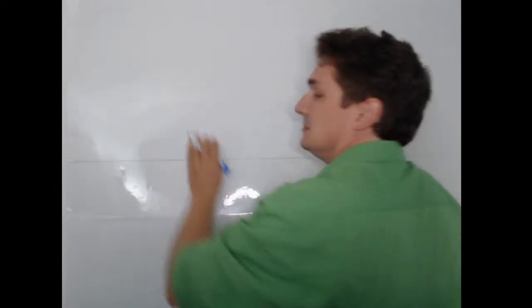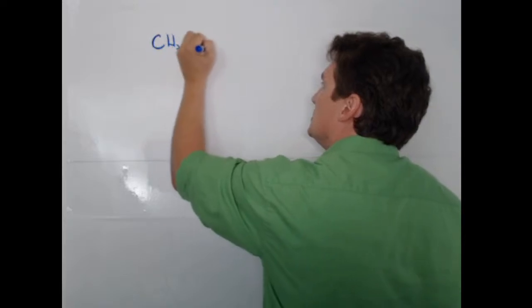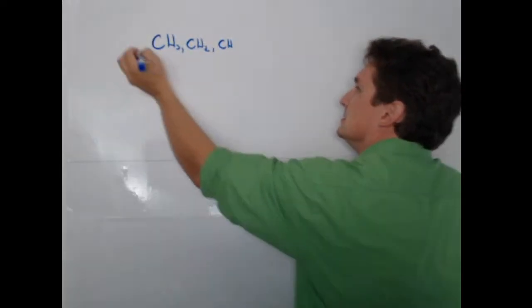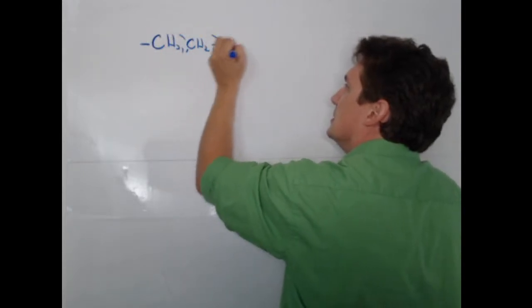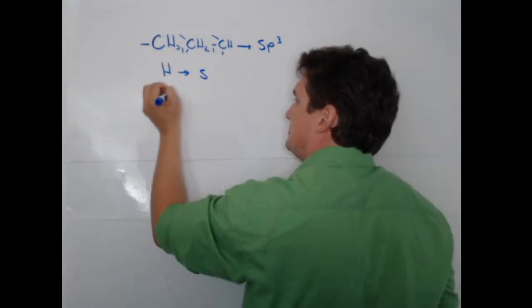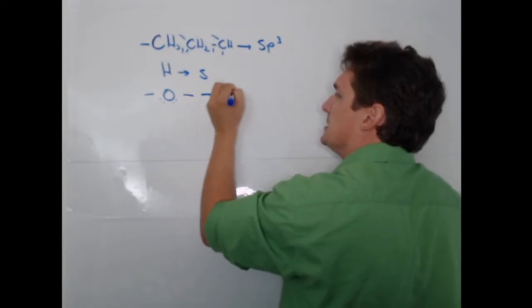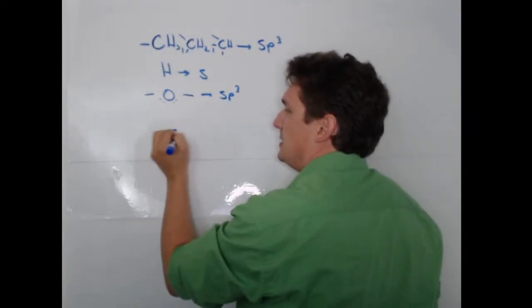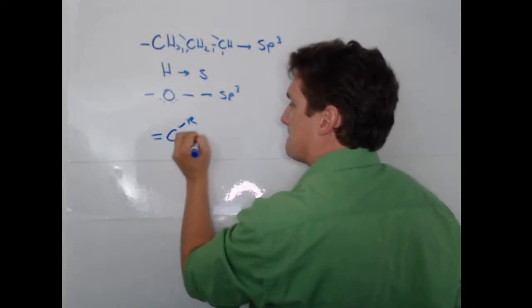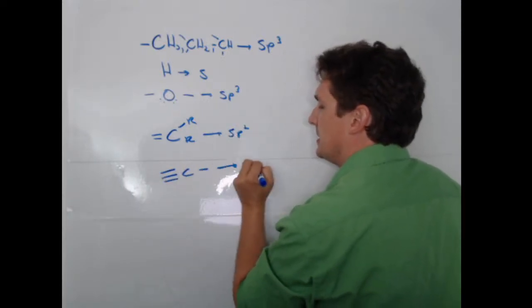Hybridization problems. So this is another point where functional groups come in real handy. And you'll see this summarized in the notes: if we have a CH3, CH2, CH alkane, these are all sp3 hybridized carbons. Hydrogen just has an s orbital. If we have oxygen with 2 bonds, it's sp3 hybridized. If we have carbon with a double bond, it's sp2 hybridized, and if we have carbon with a triple bond, it's sp hybridized.